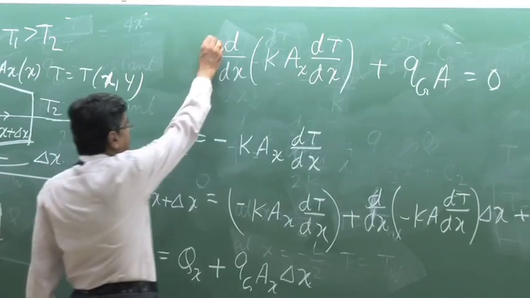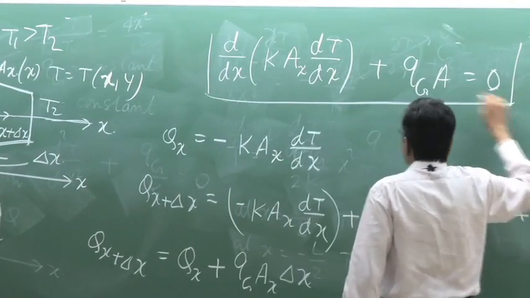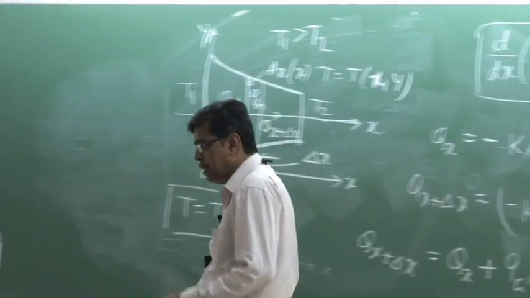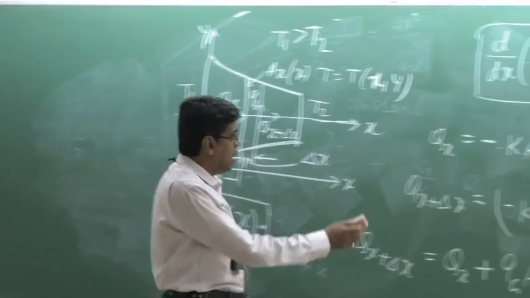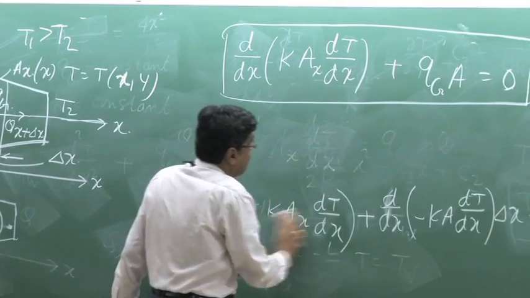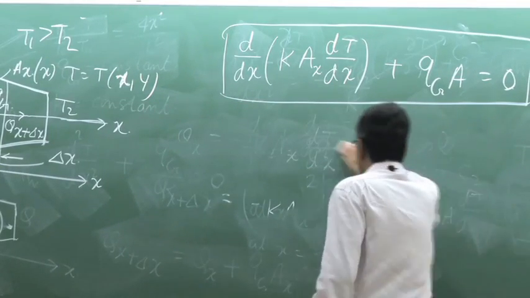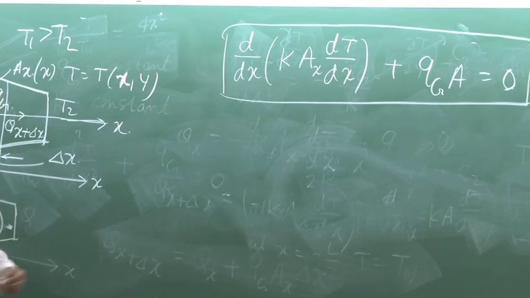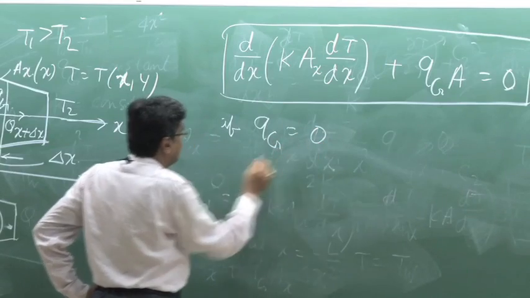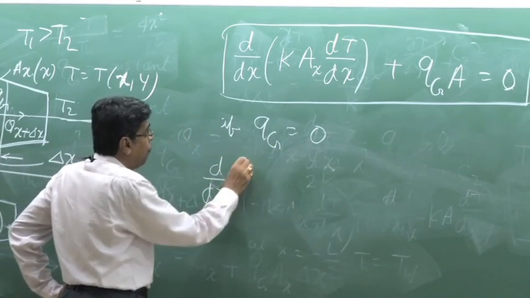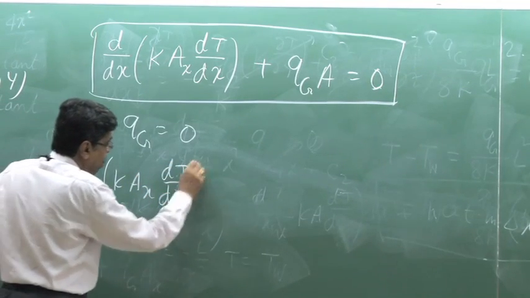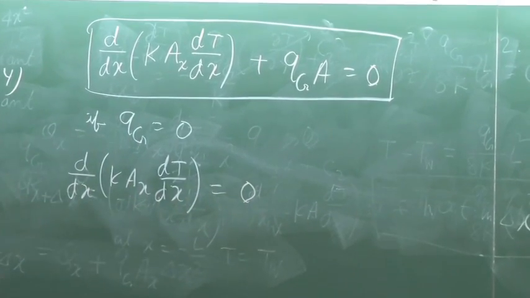So that means our starting point, even if the area varies along with the thermal conductivity, is this, which in a very special case becomes that if Qg is 0, that means there is no heat generation. If Qg is 0, then this becomes d/dx of K Ax dT/dx. That means we see that without heat generation this quantity is 0.